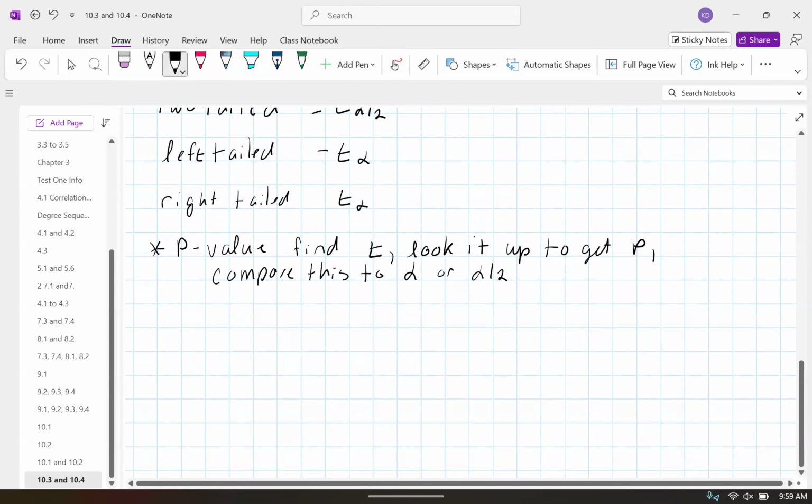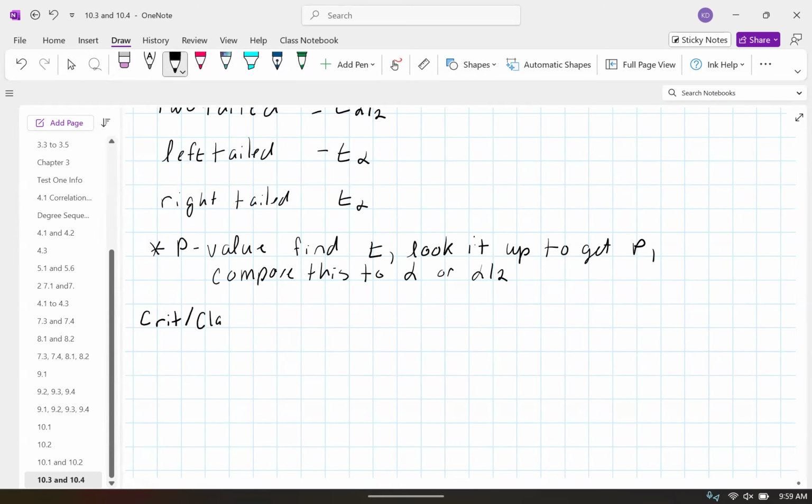So for our critical or classical method, what we're going to do is we calculate T, and then we compare it to our T crit, whatever that is. So we're comparing T's for our classical method.